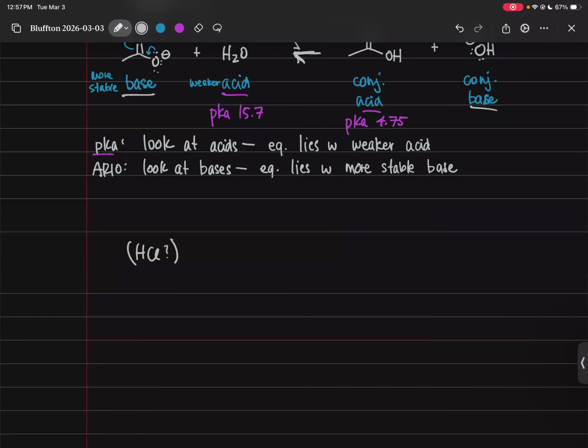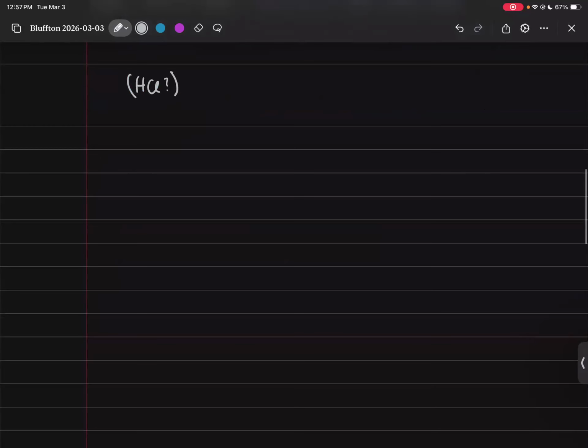Okay, so we write our equation again with HCl. So acetate plus HCl gives us acetic acid. And then the conjugate base of HCl is going to be Cl minus.